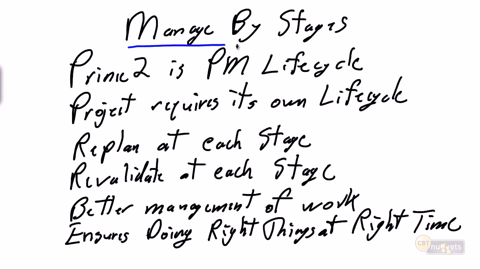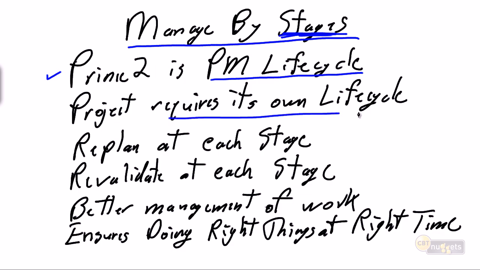And next we have the manage by stages principle. Prince2 is not the stages that we're referring to when we're saying manage by stages. Prince2 is our project management lifecycle, and yes, we've discussed the overview of our Prince2 process model and the Prince2 lifecycle, and we're going to have future nuggets that review the Prince2 lifecycle, but those aren't the stages we're talking about. In the project, we're going to have its own life cycle.